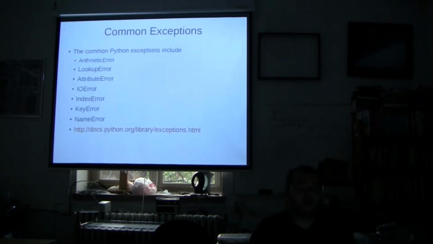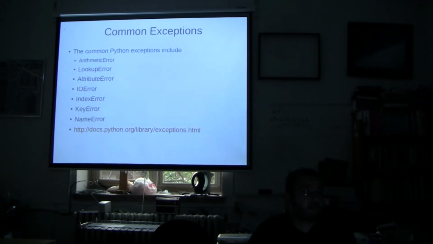Cool. So common exceptions within Python include arithmetic errors, lookup errors, attribute errors, IO errors, index, key, and name errors. Arithmetic errors are for when you're doing math wrong. Lookup errors are for things like, I believe they belong to lists. When you try and look up an element in a list that doesn't exist, it will give you a lookup error. Attribute errors are for classes.